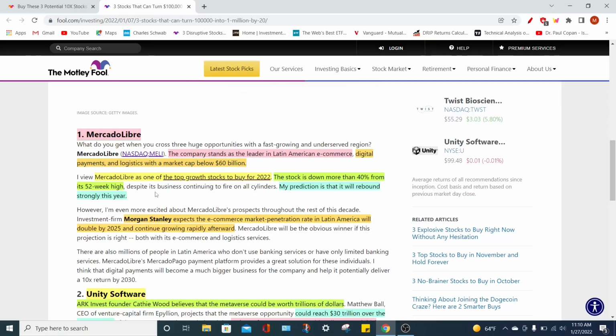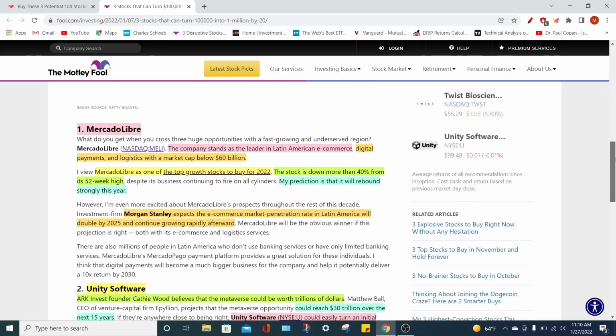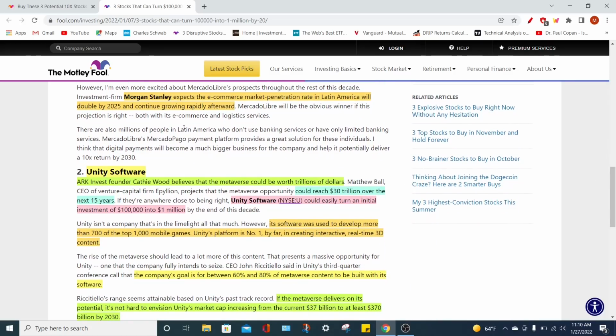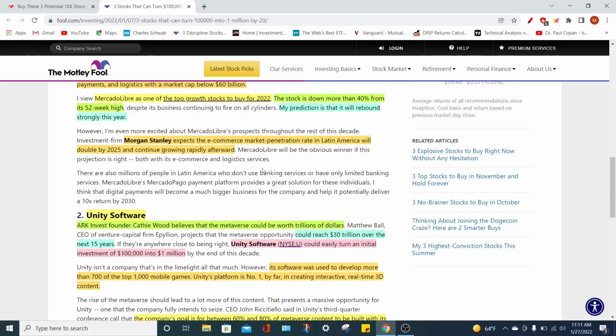According to analysts, Mercado Libre is one of the top growth stocks to buy for 2022 overall, which is saying a lot, and the stock right now is trading at a fantastic discount of 40% from its 52-week high. So many analysts are anticipating that this stock will rebound very strongly in 2022, and I tend to agree with them. Morgan Stanley even anticipates that the e-commerce market and the penetration for e-commerce, specifically in Latin America, will double by 2025. So at minimum, we could anticipate that the stock price could potentially double in the next 3 years, which would absolutely outpace almost every other stock on the entire stock market, including the S&P 500.